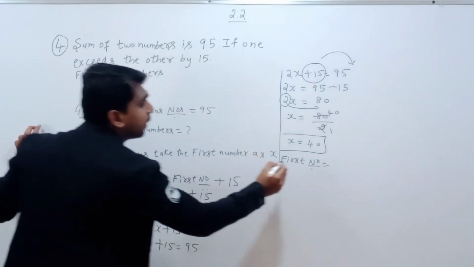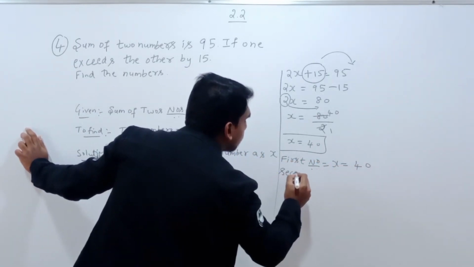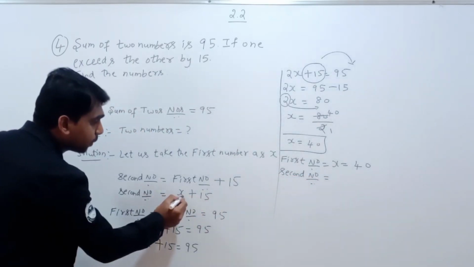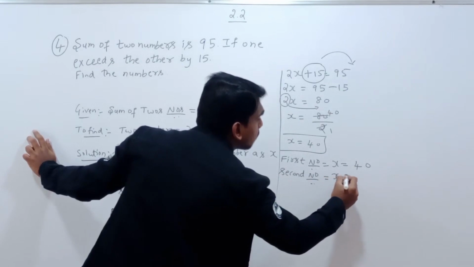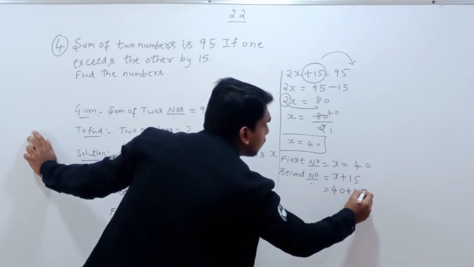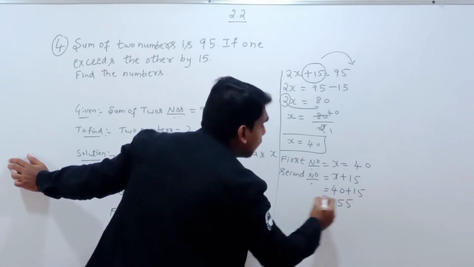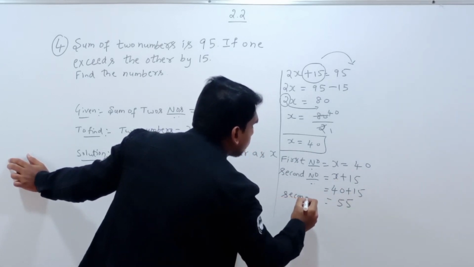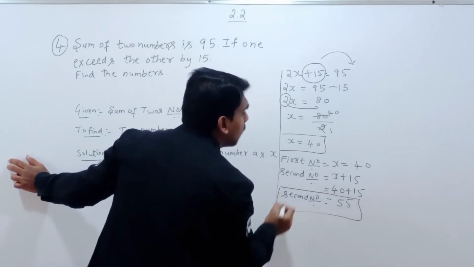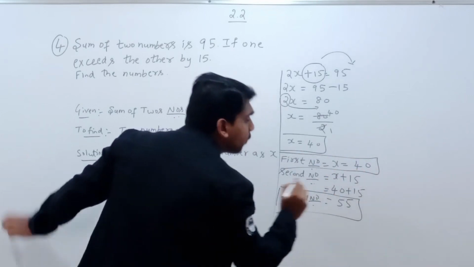Therefore, first number we have taken as x. First number is 40. Second number we have taken as x plus 15. X value is 40 plus 15. 40 plus 15 will be 55. Therefore, two numbers are 40 and 55.